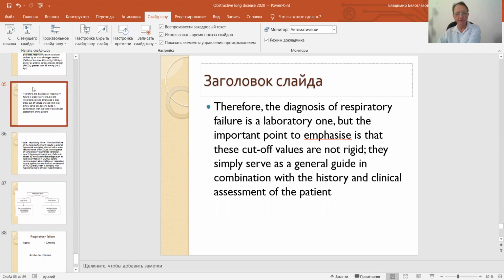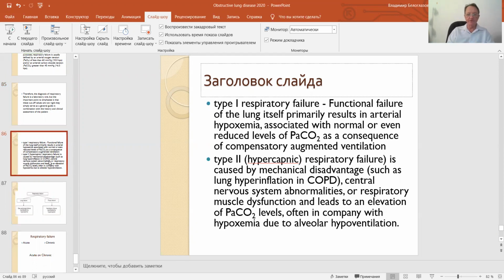Therefore, the diagnosis of respiratory failure is a laboratory one. But the important point to emphasize is that these cutoff values are not rigid. They simply serve as a general guide in combination with the history and clinical assessment of the patient. There are 2 types of respiratory failure. Type 1, functional failure of the lung itself, primary, results in arterial hypoxemia associated with normal or even reduced level of carbon dioxide as a consequence of compensatory augmented ventilation.